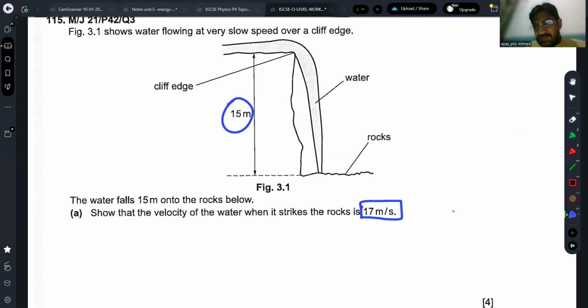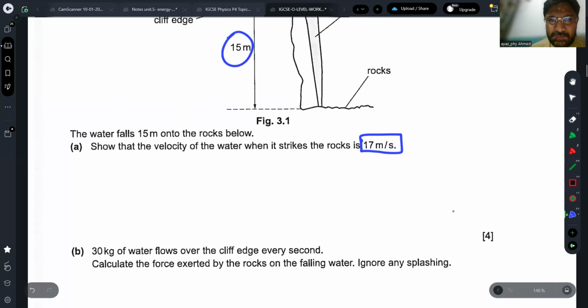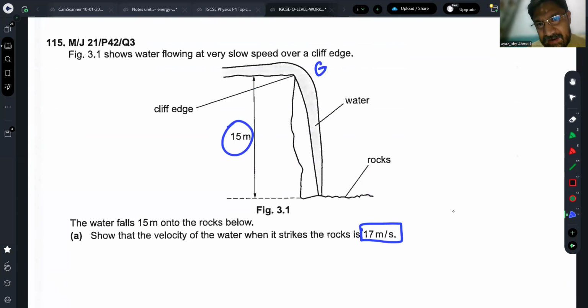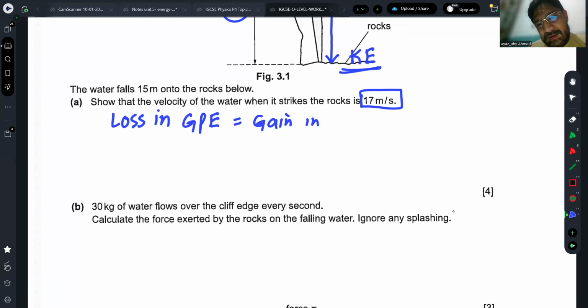Actually, this is again a 4 marks question, and that is related to the interconversion of energy, right? All of the energy here is GPE, and when this water falls down, all of its energy will be converted into kinetic energy. Because it is a 4 mark question, we have to use this method: loss in GPE equals gain in KE.